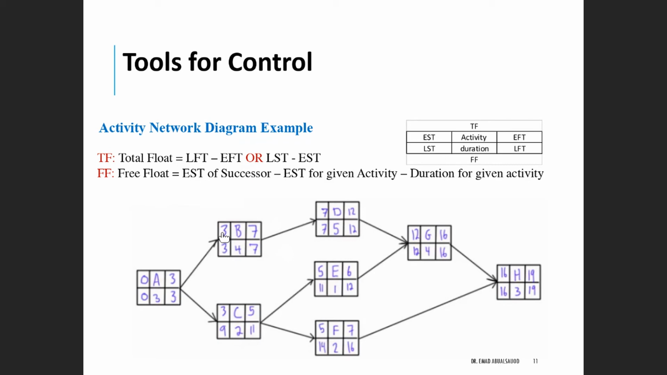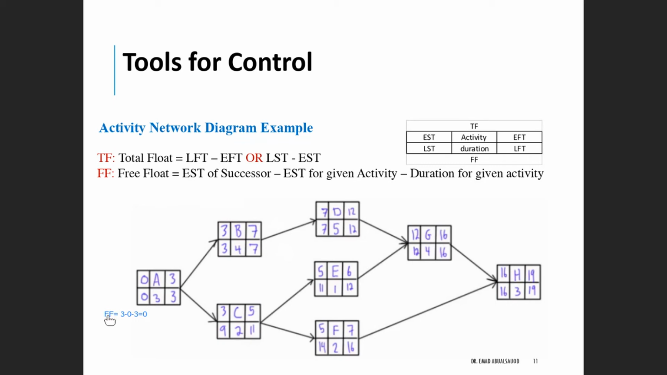So that will be minus the early start time for the given activity, the activity you are studying. So we are studying A. The early start time for A is 0, minus the duration of the given activity. The duration of the given activity is 3. So basically the free float equals 3 minus 0 minus 3, and that equals 0.